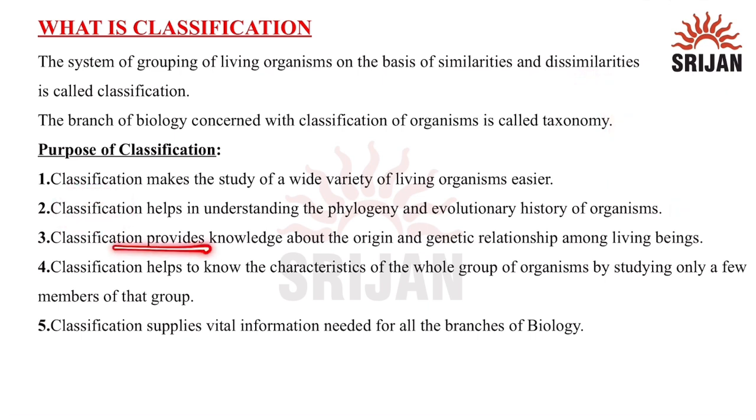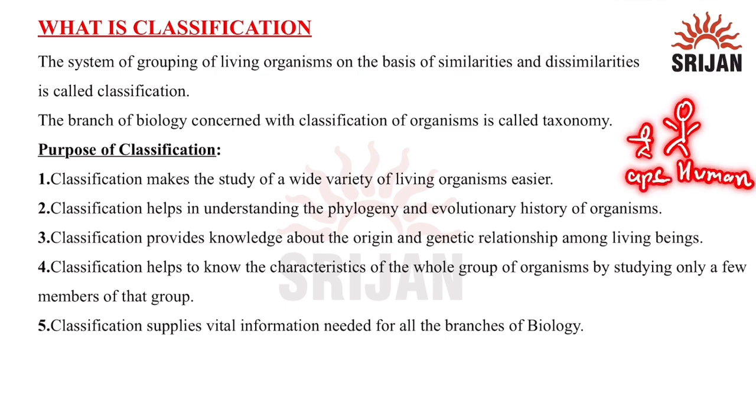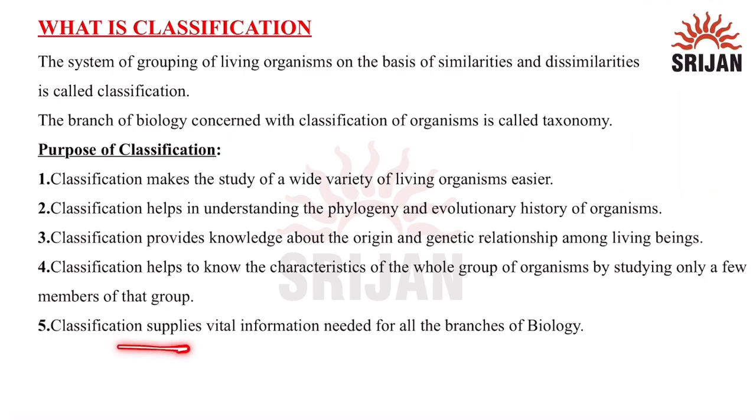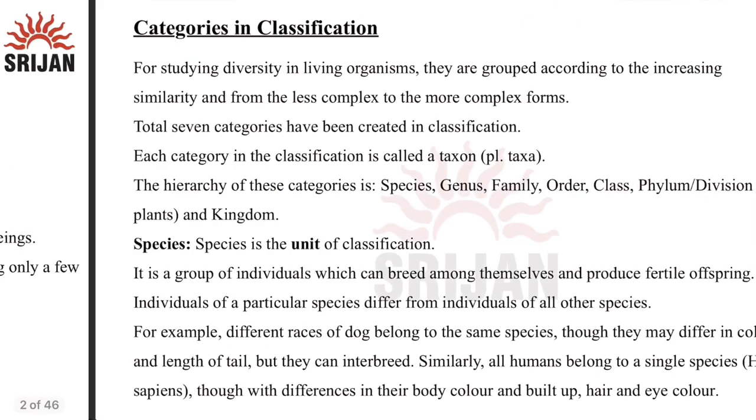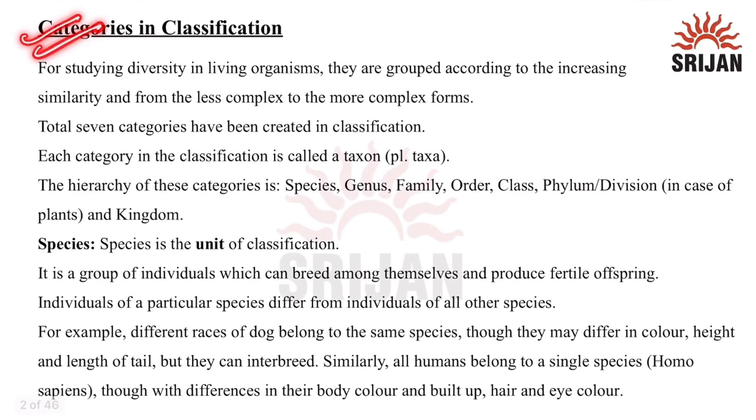Now it also provides the knowledge about the origin and genetic relationship among living beings. Okay, like ours, that is humans and apes. So this was established after we classified all the living organisms, right? Now classification supplies vital information needed for all branches of biology. Now the categories in classification.